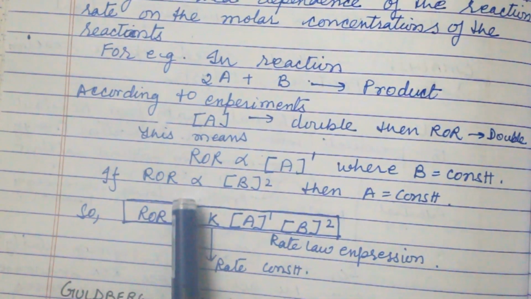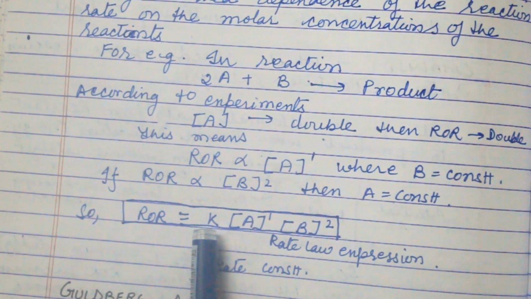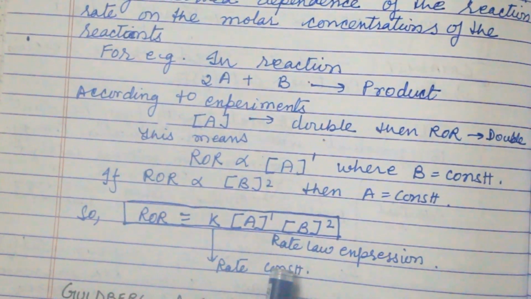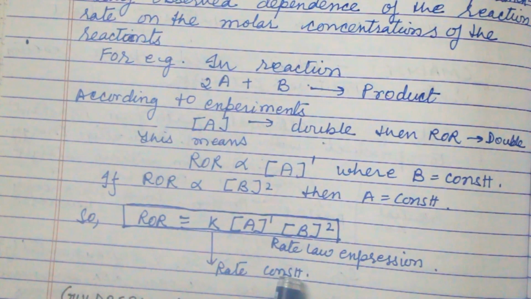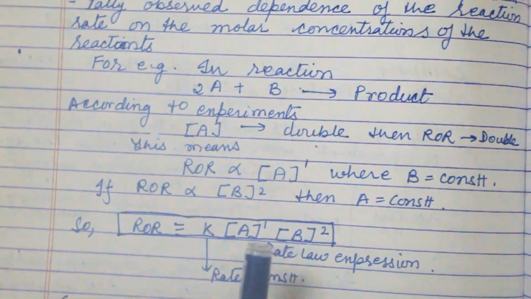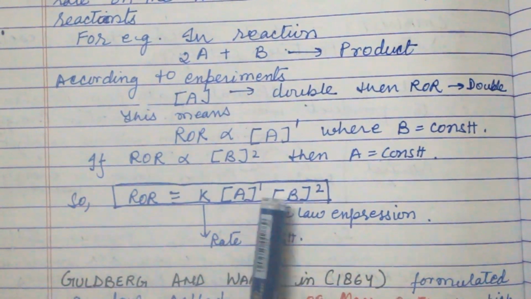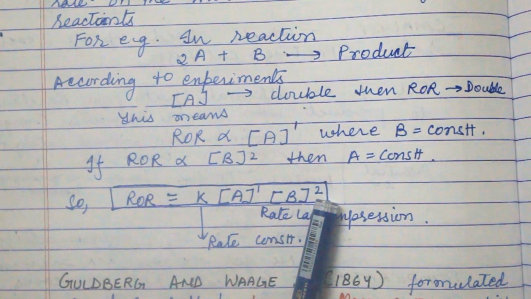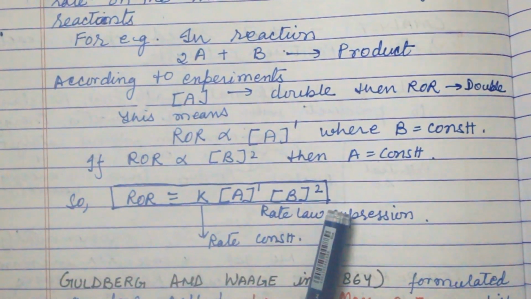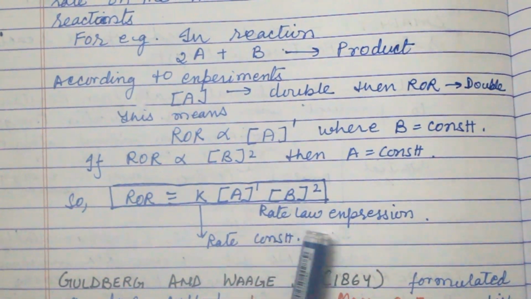If we remove the proportionality sign, then we take K as a rate constant. K signifies the rate constant, and by experiment we come to know the power of the A concentration is 1 and of the B concentration is 2, and this whole thing becomes the rate law expression.